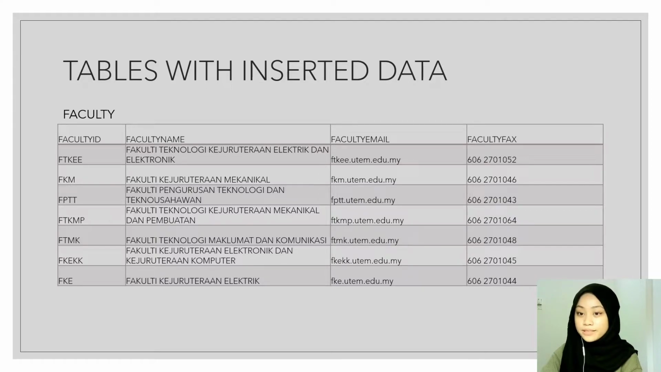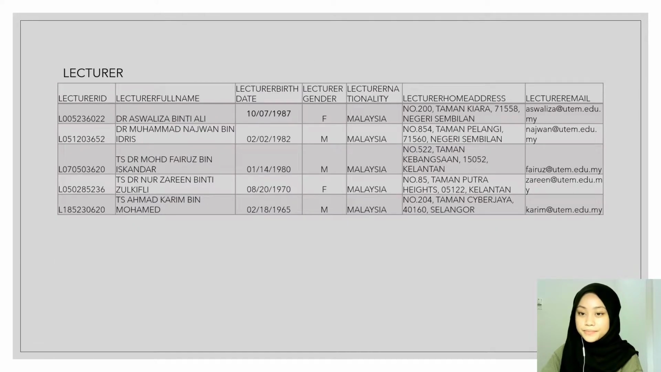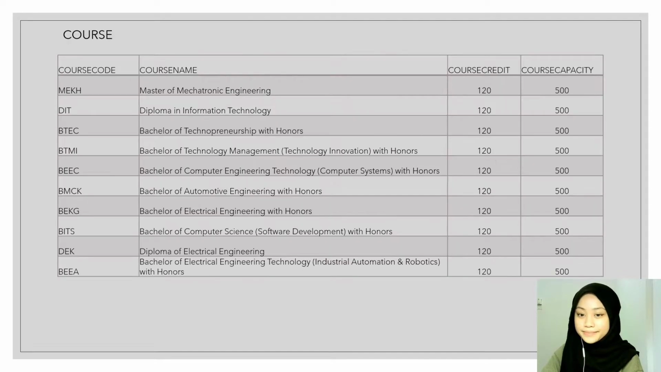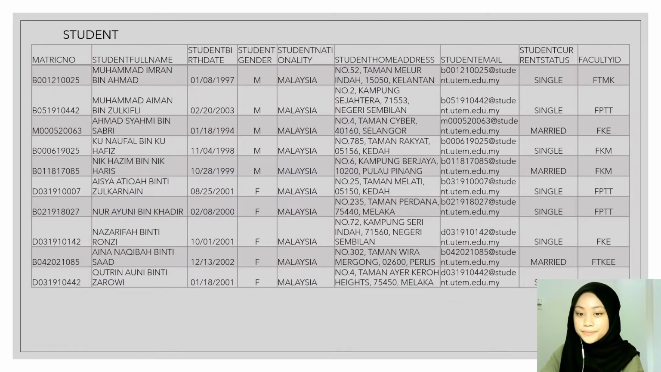Assalamualaikum and good day. My name is Irdina and I will be presenting about tables with inserted data. The first table is the faculty table that consists of faculty ID, name, email, and fax. The examples for faculty ID are FTKEE, FKM, FTMK, and others. The next one is lecturer table, which has lecturer ID, full name, birth date, gender, nationality, address, and email. For course table, we have course code, name, credit, and capacity, which are 120 and 500 students for each course.